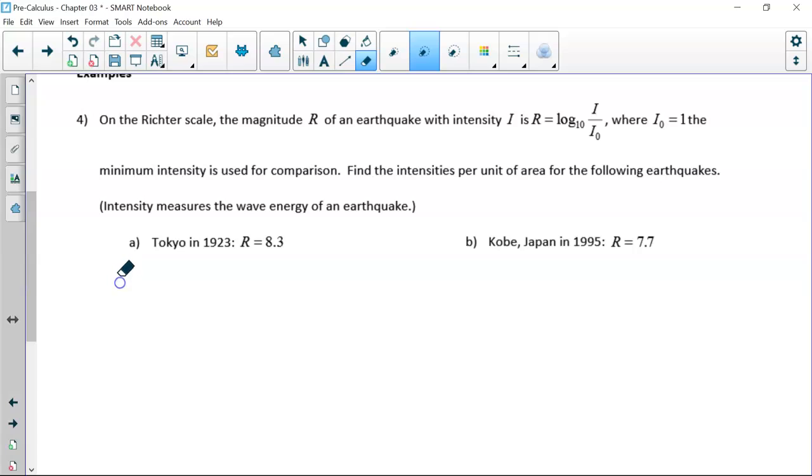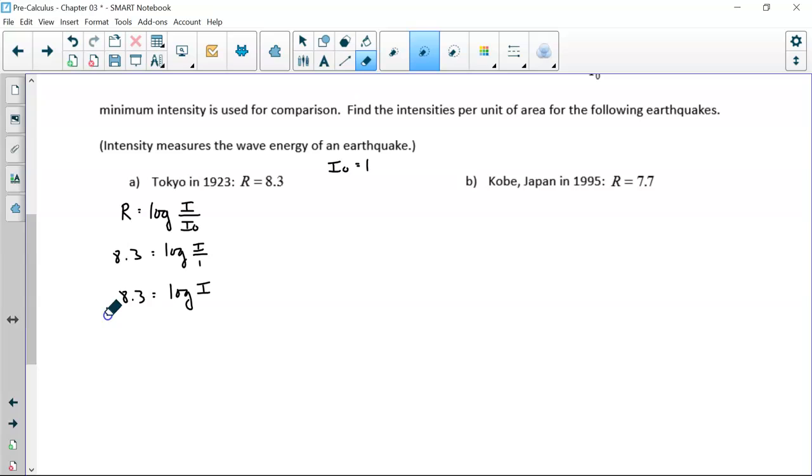So R equals the log, we don't even need the 10, I over I sub 0. Keep in mind that I sub 0 equals 1. That's our initial intensity. So now 8.3 equals the log of I over 1. So 8.3 equals the log of I. So to undo that log, we're going to use our exponential. So 10 is the base. So 10 to the 8.3 equals I.